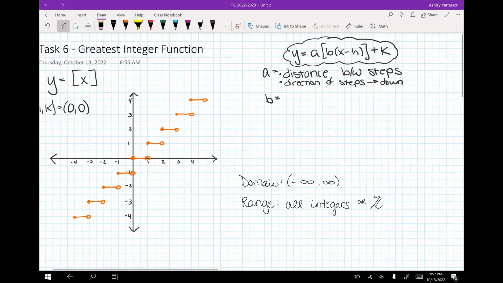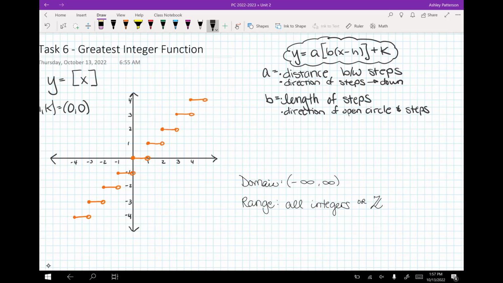So if B is our horizontal stretch, compression, reflection, what is that going to affect? Horizontal step function. It's going to be the length of the steps. And it's going to affect the direction of the open circle and the direction of the steps. Okay, so it's affecting both where the open circle is and the direction of the steps.